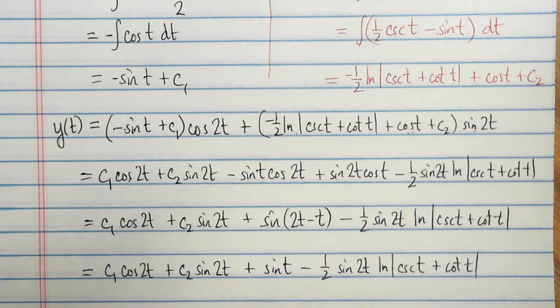So that's the answer. This one cannot be done by the method of undetermined coefficients because of the form of the right-hand side, and so there's no shortcut other than just simply doing those two integrals and using trig identities as necessary in order to get them.